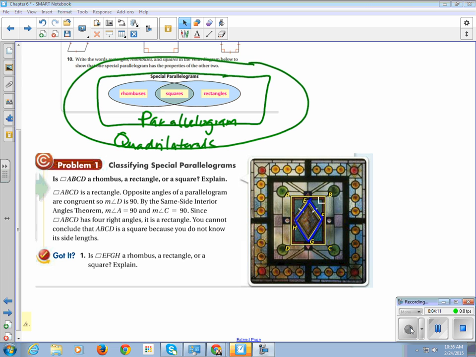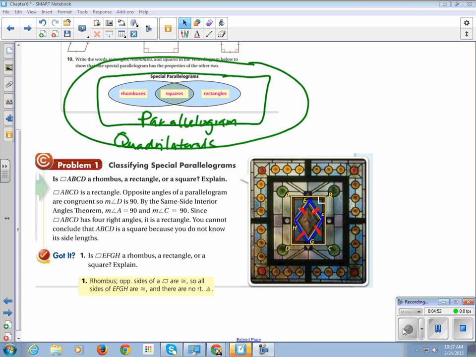I agree. It is a rhombus. It's already said that it's a parallelogram, so check that off the list. A parallelogram is going to have opposite sides congruent. So that means GF is congruent to EH. EF is congruent to HG, which means all 4 sides are congruent. And then we can't say it's a square because it doesn't look like they're right angles, but we're given no information about the angles, so we can't conclude that it's a square.